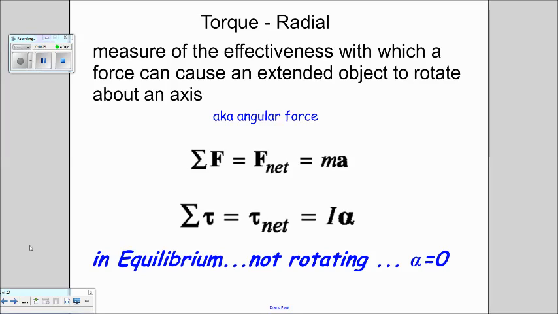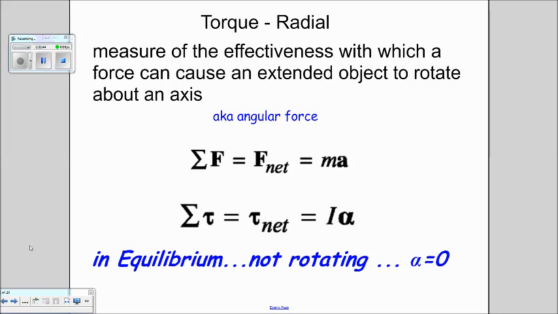If I apply the same amount of force at two different points on a door, the farther I am from the hinges, the more effective that force is, because at one point the door may not move, and at the next point it will. This is also known as angular force. So torque is angular force.